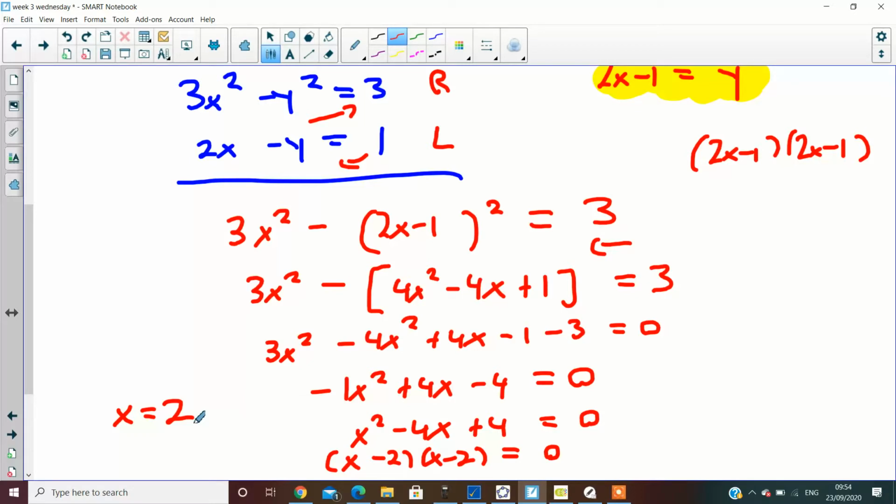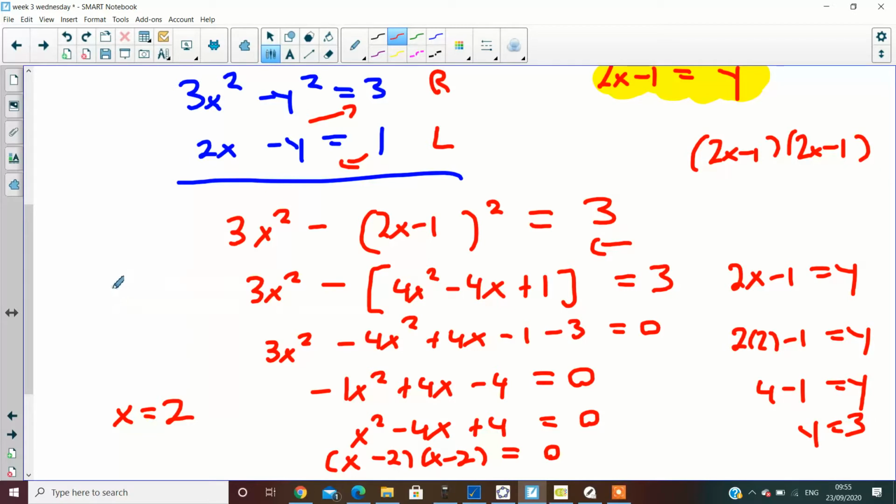What does this mean? Only hits the graph once. You know what I'm saying? The line only touches the graph once. Do I have full marks? Why don't I have full marks? I don't have the y answer yet. So then it's going to be 2 times 2, take away 1 equals y. 4 minus 1 equals y. y equals 3. If it was to be a point, you'd hit at the point 2, 3. Is that all right for you guys? Yes.